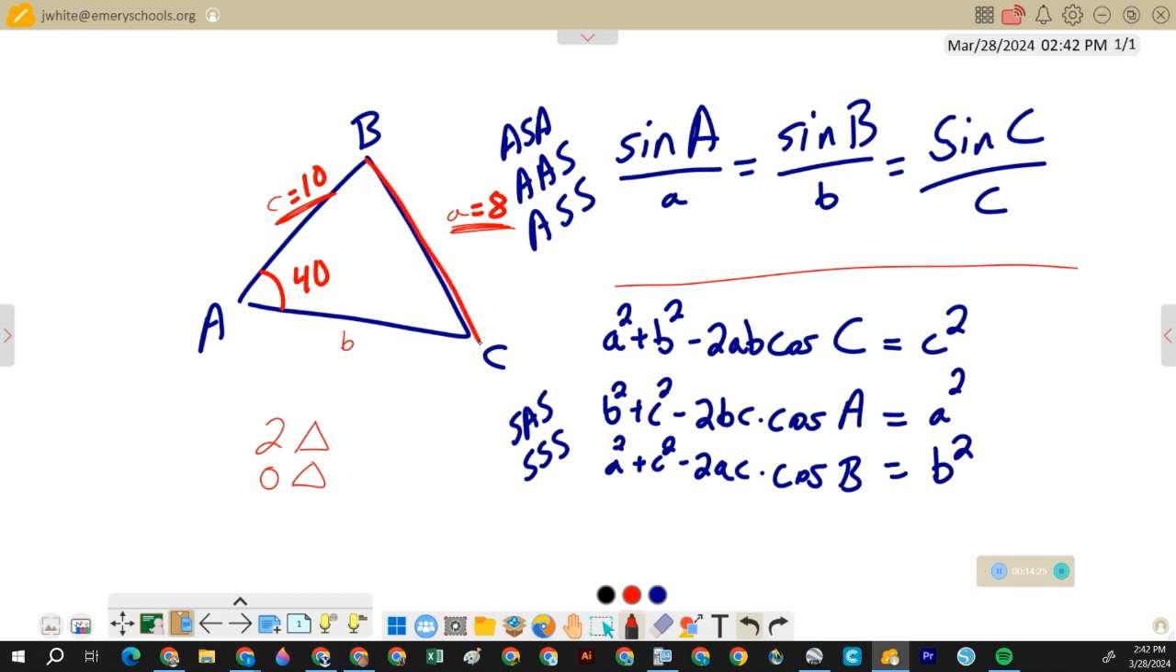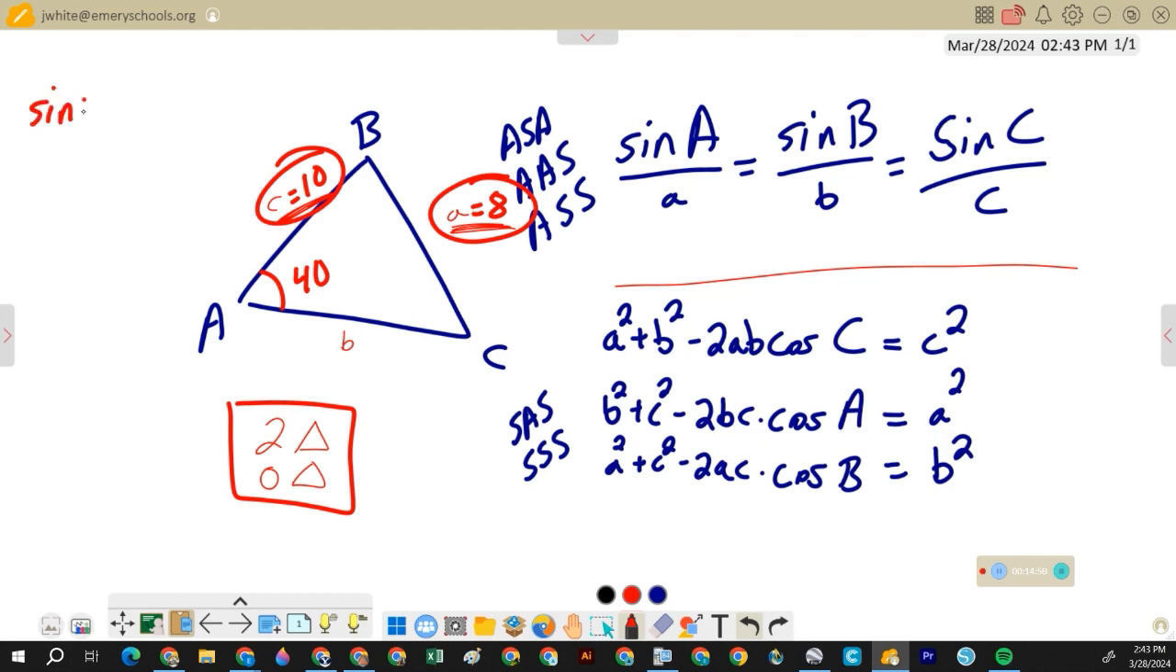Remember, when this side is really long and we swing, it only hits once. But if it's shorter, it could hit twice. If it's really short, it doesn't hit at all. So let's see if this is enough to hit twice. So, because this is smaller than that, these are my 2 options. 1 is not an option.